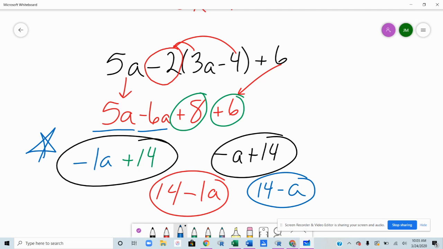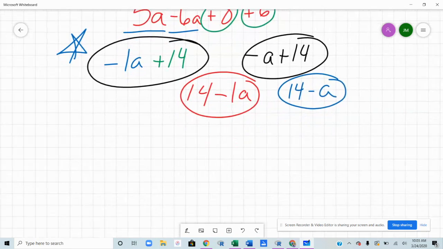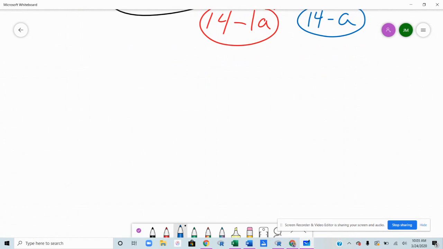Okay. At this point, if you want to skip ahead and try the IXLs, you can. I am going to go through another example with a little bit more distributing and more combining like terms.